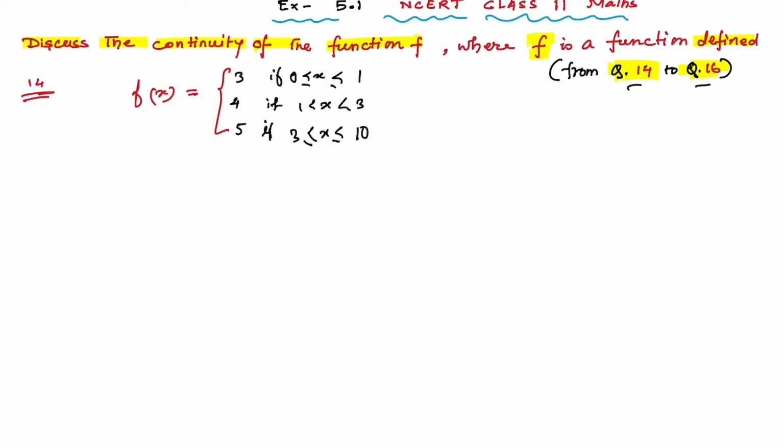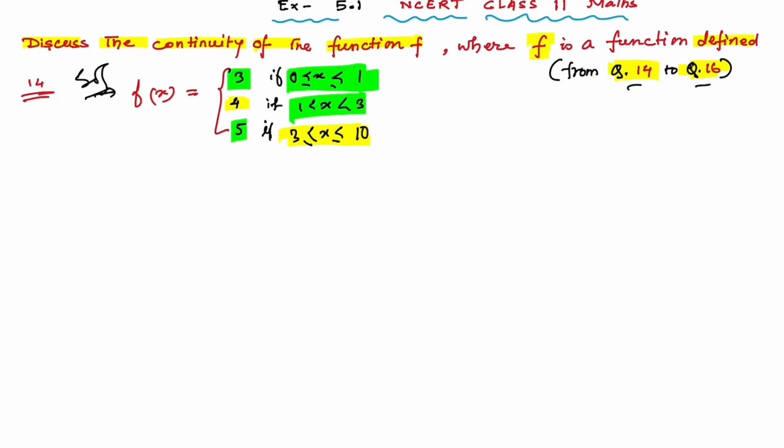Now from question number 14 to 16, we need to discuss the continuity of the function f, where f is defined. In question number 14, f of x is equal to 3 when x is greater than or equal to 0 and less than or equal to 1, f of x is 4 when x is greater than 1 and less than 3, and f of x is 5 when x is greater than or equal to 3 and less than or equal to 10. So this is the given function. Let me write the solution here.